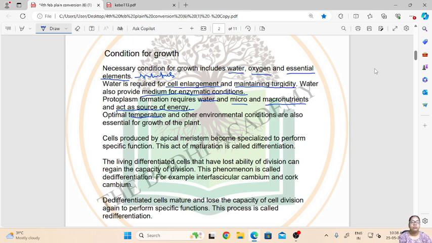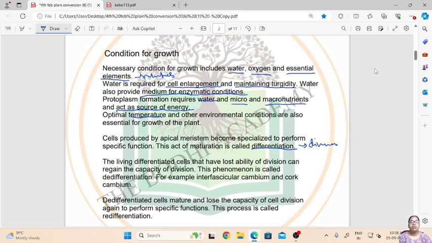So cells produced by apical meristem become specialized to perform specialized function. This act of maturation is called differentiation. So differentiation is basically division. Okay, division. Now in yesterday's class we have seen what are the phases of growth.